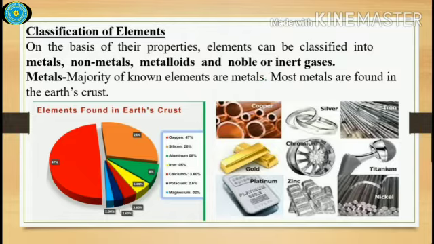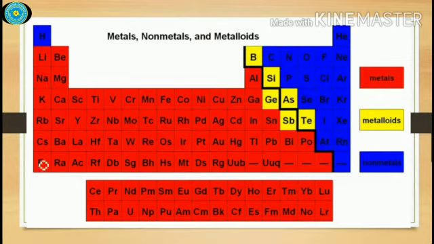Classification of elements. On the basis of their properties, elements can be classified into metals, non-metals, metalloids and noble or inert gases. Majority of the known elements are metals. As you can see in the previous slide, that majority of the elements are metals.